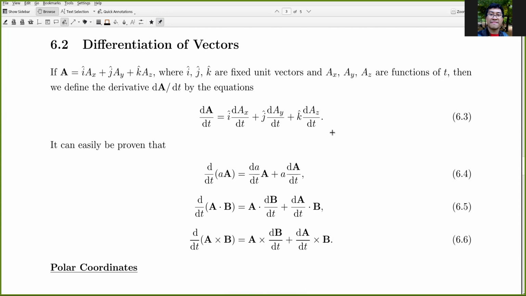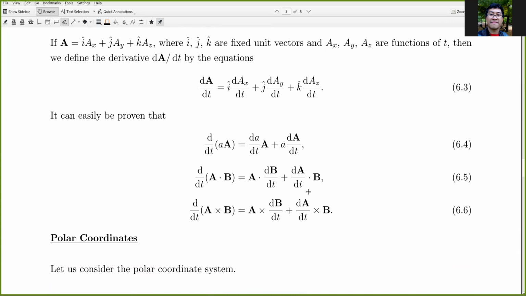And it can be easily proven that if you have a scalar a times A, you take the derivative, assuming a is a function of t also, you have dA by dt times a plus A times da by dt. If you have a dot product, you have A dot dB by dt plus dA by dt dot B. Cross product, you have A cross dB by dt plus dA by dt cross B. Dot products here, you can interchange, but for the cross product of two vectors, the sequence cannot be interchanged; if you interchange them, you need to change the sign.